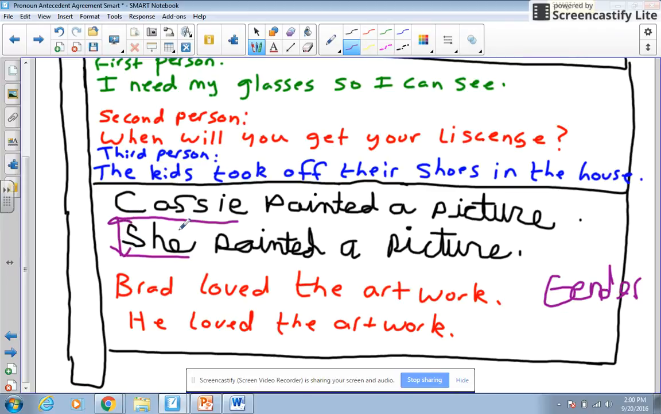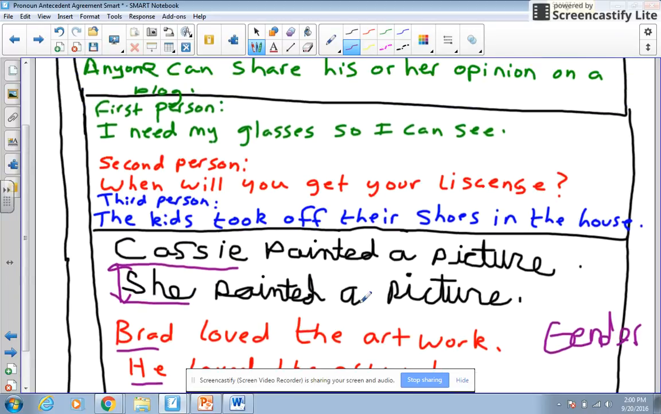Notice how Cassie is a girl, so we need a girl pronoun. We can't use he because that would not agree. Same way with this one, Brad loved the artwork. He loved the artwork. Notice how Brad is a boy name, so we need a boy pronoun. So if your pronoun agrees with the antecedent for gender, that is good, and that's what we're looking for. This should be easy. This should be reviewed, so we're not going to focus on this skill too long, but I would like to move on to the next skill.